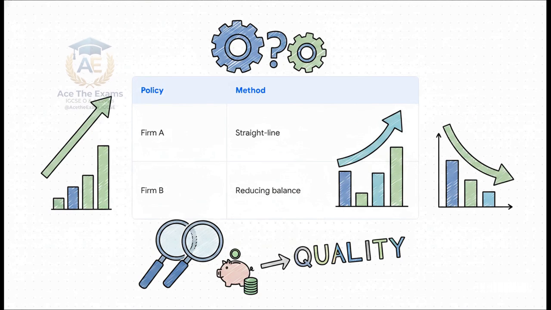Now, directly comparing different firms, that's tricky because businesses use differing policies. For example, one firm might use the straight-line method of depreciation, while a competitor uses the reducing balance method. You have to look way beyond the surface numbers on the financial statements to analyze the true quality of the profit being reported. A higher profit might just be the result of a much less aggressive depreciation policy, not necessarily better operational performance. Your job as an analyst is to normalize these differences to find the truth.